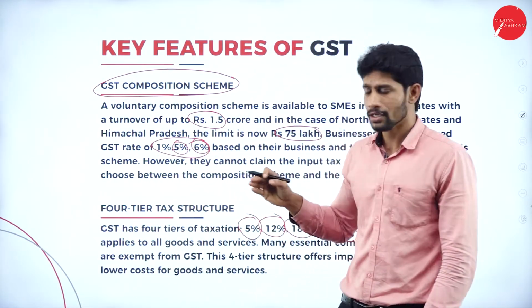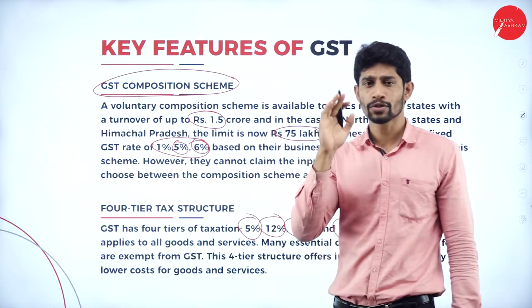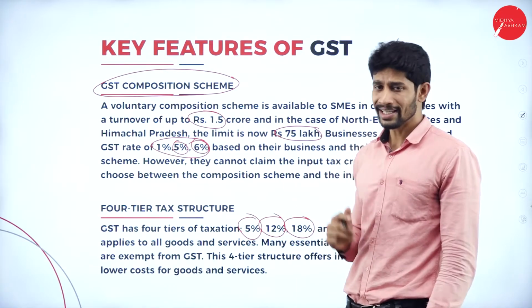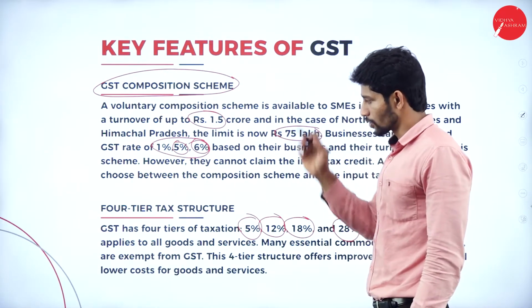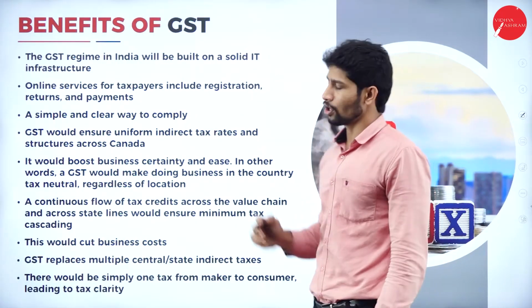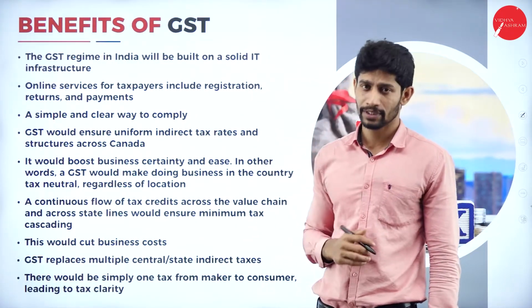Only we have 4 rates. So within these 4 rates, they are supposed to impose the duty on any particular goods or services. So that is why it is called a 4-tier tax structure. Next one, the benefits of GST. So what are the benefits of GST we have?